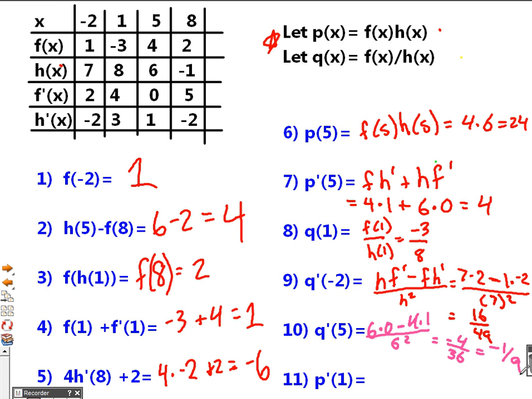And then the last one, p prime of 1, so back to product rule. So 1 d2 plus 2 d1. When you plug in at 1, f of 1 is negative 3. h prime of 1 is positive 3. Product means plus. h of 1, which is 8. And then f prime of 1, which is 4. So you get negative 9 plus 32. So you should get an answer of 23 for that last guy.